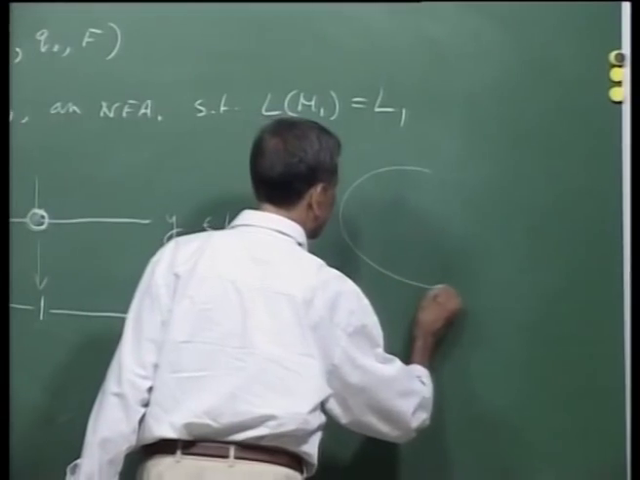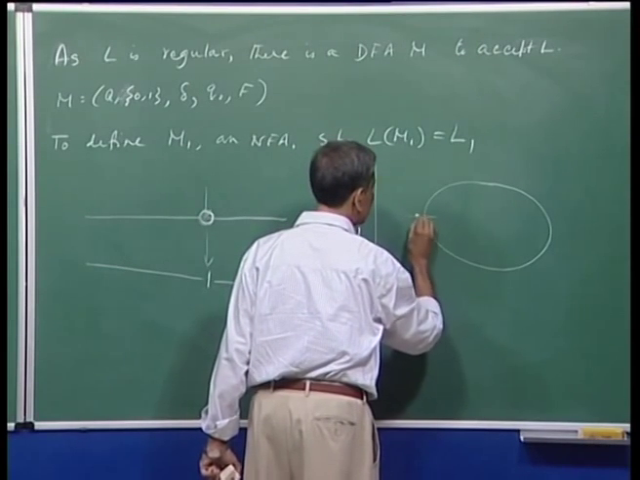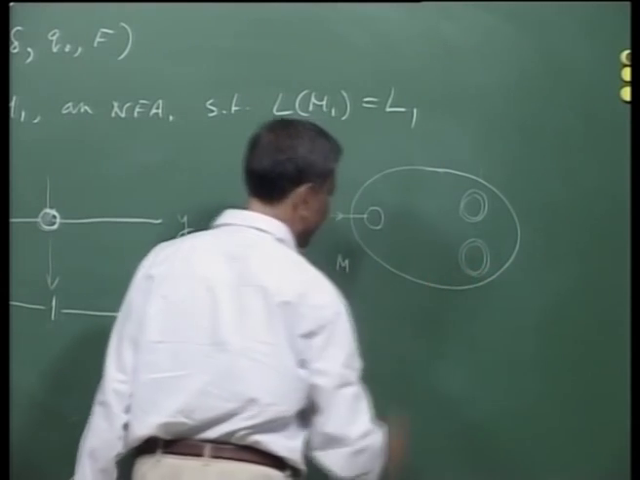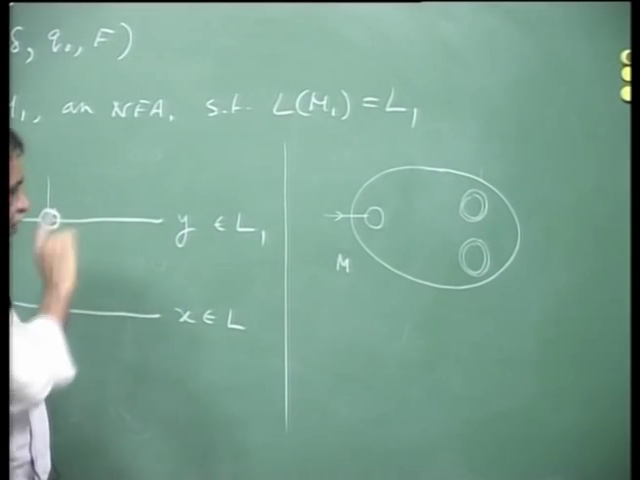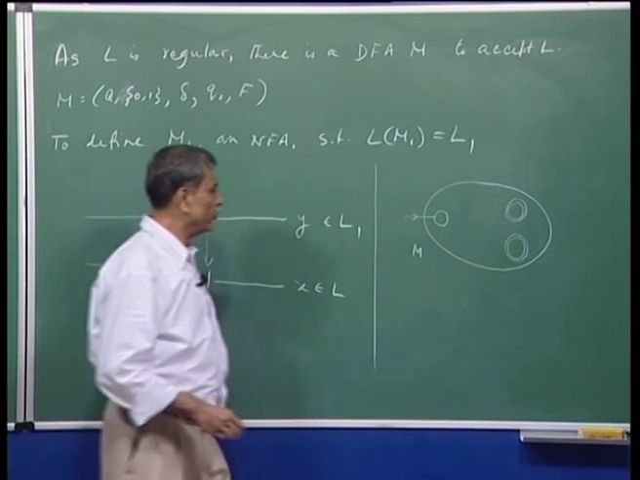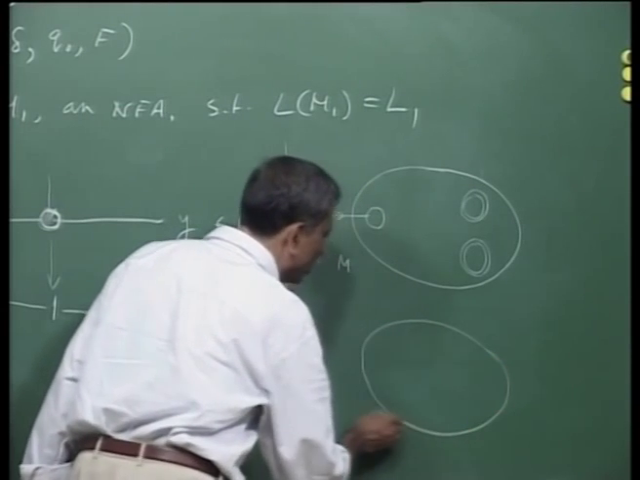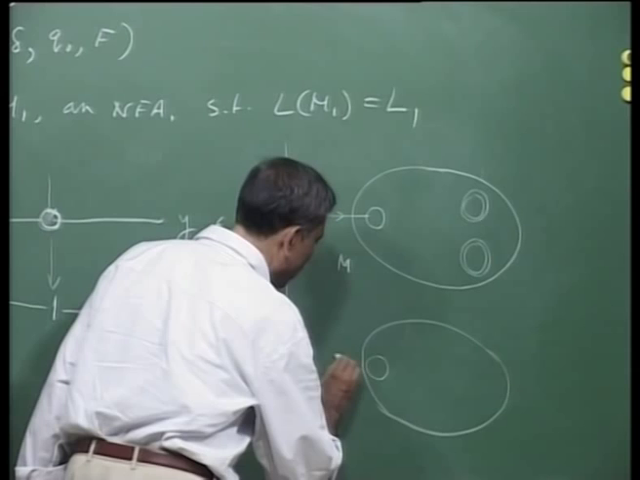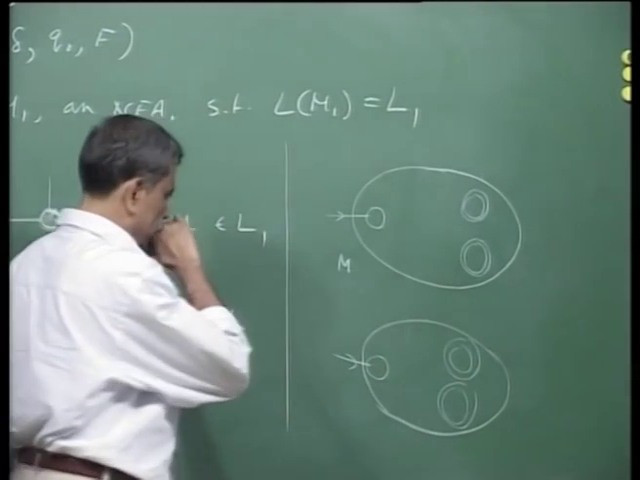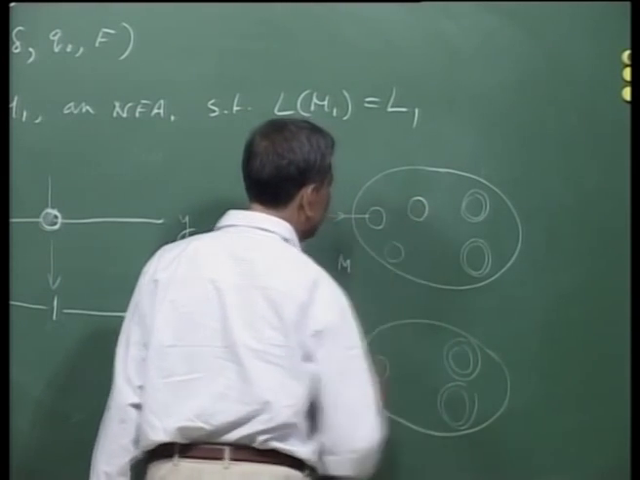So, let me describe this pictorially. Imagine this is a DFA, this is the DFA M, and this is the initial state and there may be a number of final states. Let us just see for the sake of this illustration that there are two final states. Imagine we are thinking of an NFA which consists of two copies of this. So, two copies of course look like this. And then imagine this is one of the states. Well, there are many other states, but let me focus on one particular state.